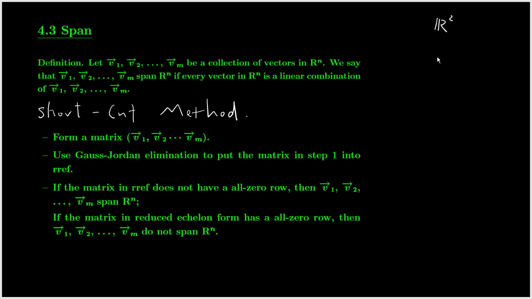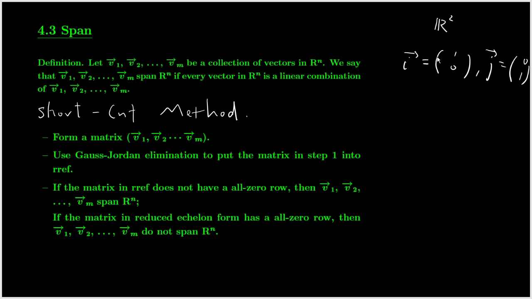Now let's recall R2 is the set consisting of all the vectors with two components. In R2, we have two standard basis vectors. The first one is denoted using the vector i. i is the vector with two components, 1, 0, right? And j is the vector with two components, 0, 1. Now we are going to use the definition to verify the two vectors i and j span R2.